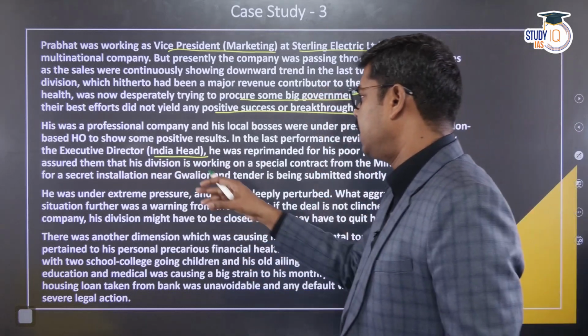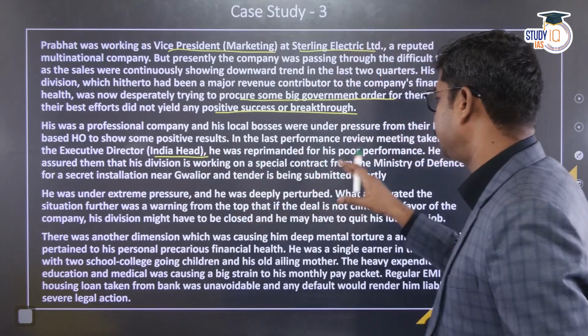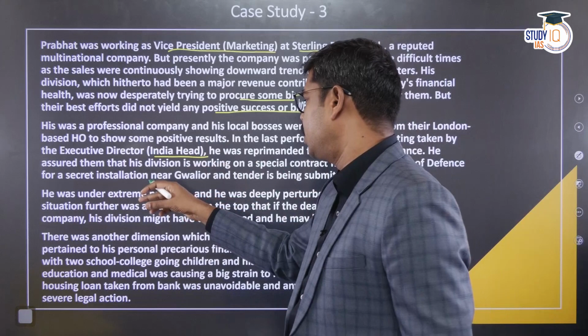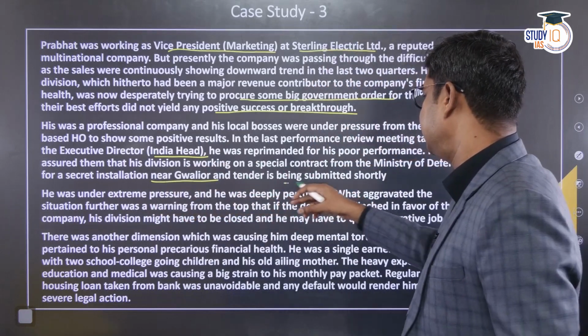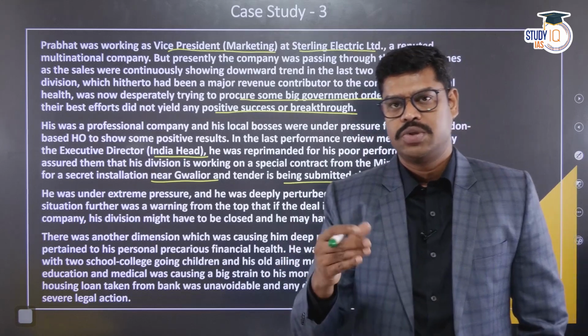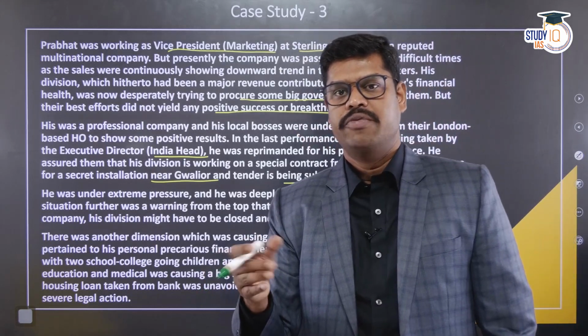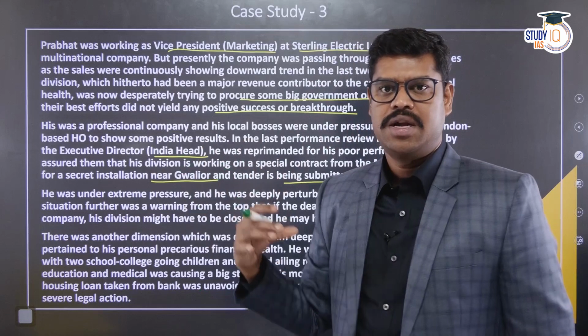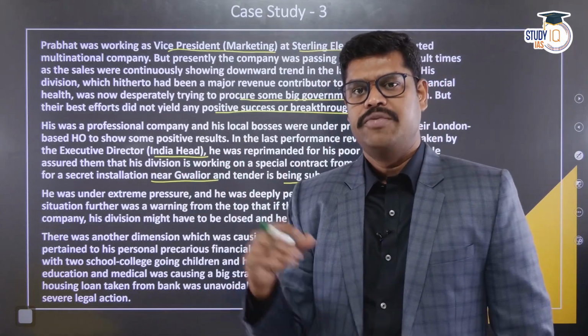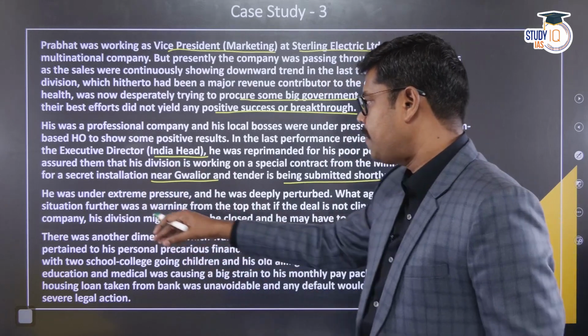He assured them that his division was working on a special contract with the Ministry of Defence for a secret installation near Gwalior, and that the tender would be submitted shortly. So Mr. Prabhat conveyed that they were working on a project with the Defence Ministry which involves a lot of money, and if they get that particular project, everything will be fine.